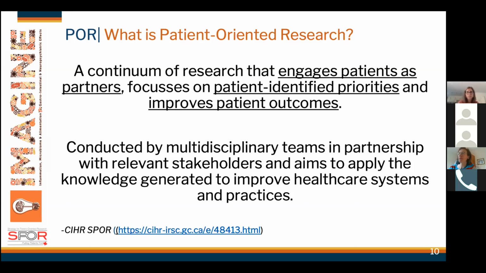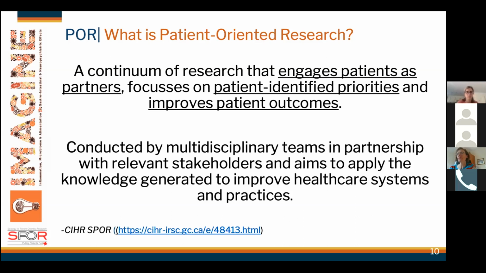It's in partnership with the stakeholders, and we really also want to share the knowledge that's generated by this to improve our healthcare systems. I will tell you personally, I've done patient-oriented research for many years, but the engagement experiences that I have had through efforts like PACER here in Calgary have really changed the way I frame my research, how I approach the research, and how I think about the research.